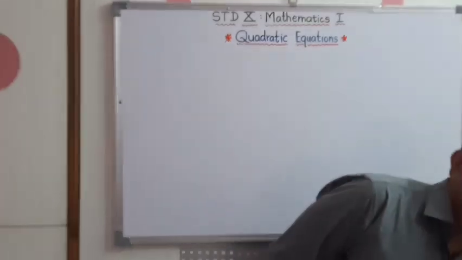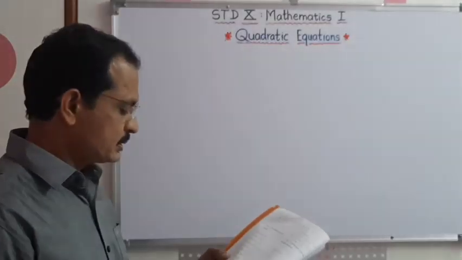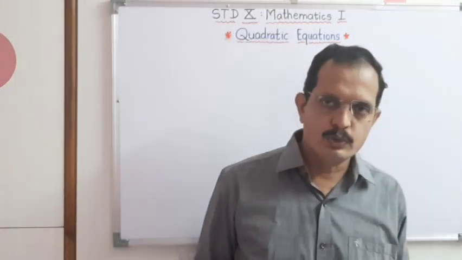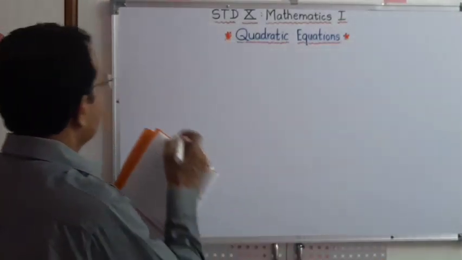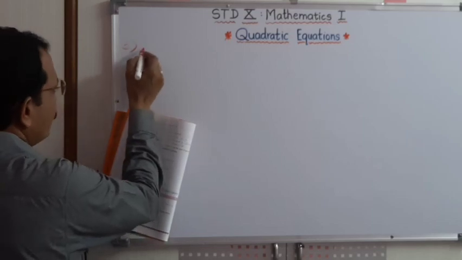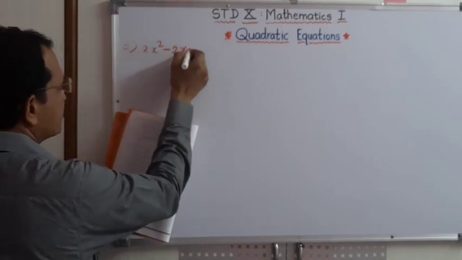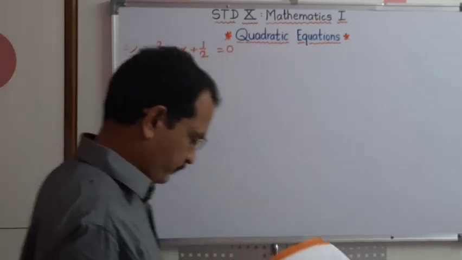Dear students, let's start with the next sum. Sum number 5 is there. The 3rd and 4th you can solve, it is very easy. Now see the 5th one. It is 2x square minus 2x plus 1 upon 2 equal to 0.